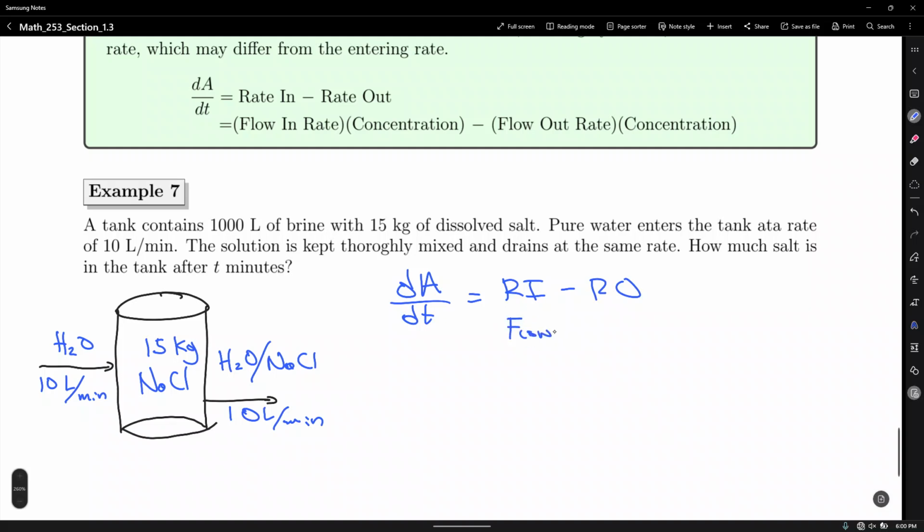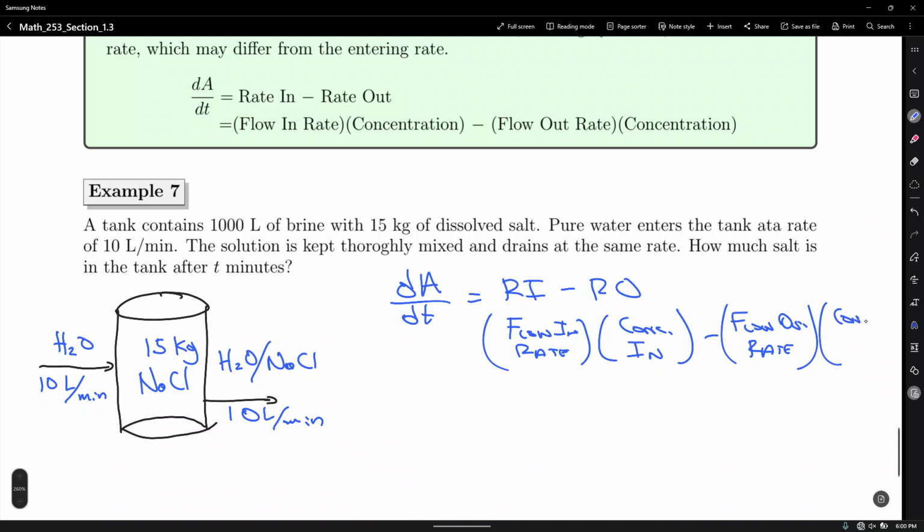Flow in times concentration in, minus flow out rate times the concentration out, right? And that equals dA/dt.